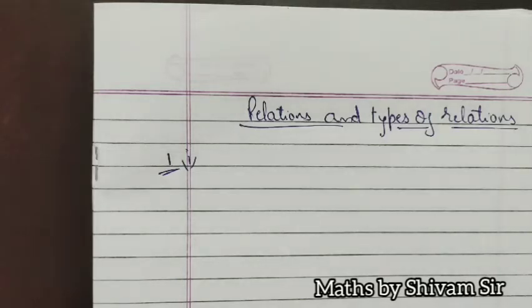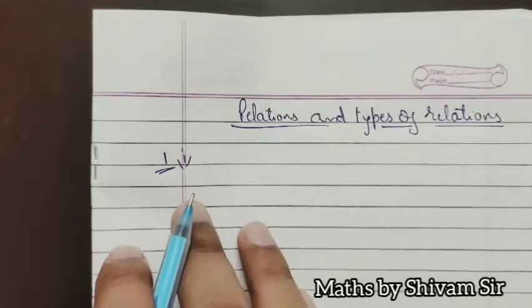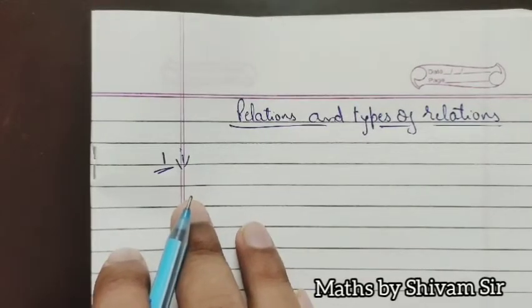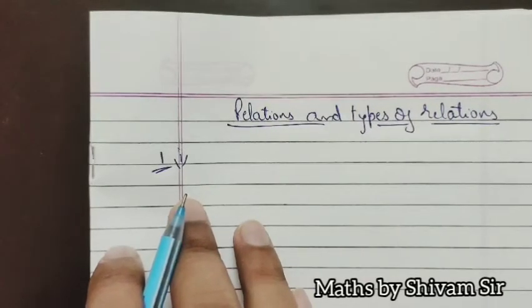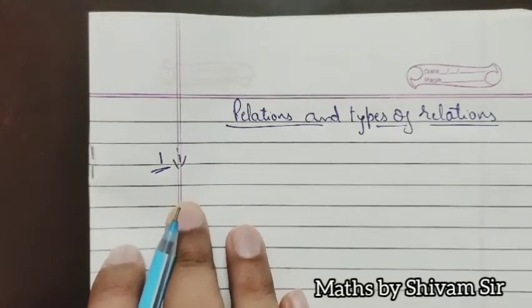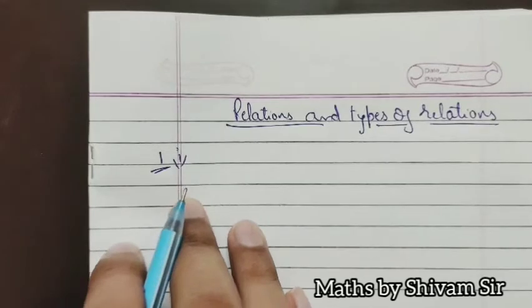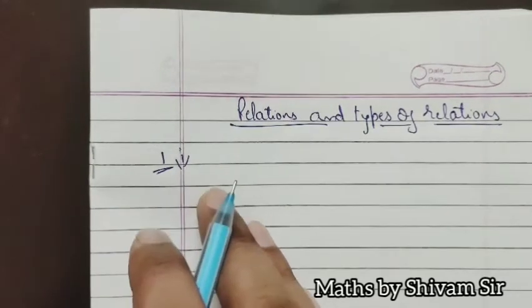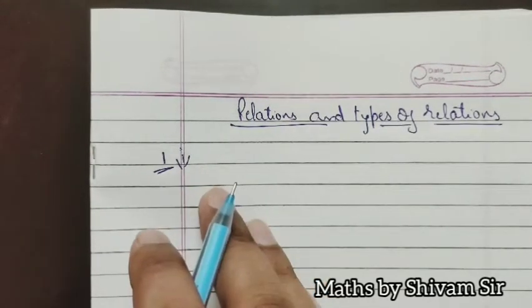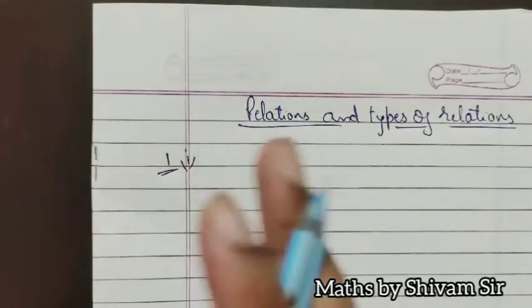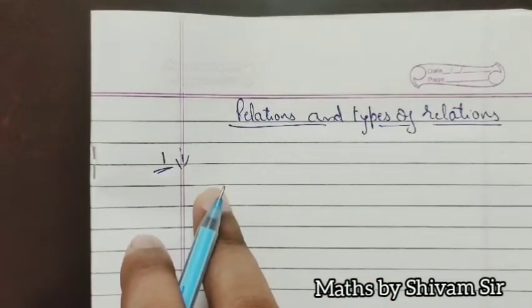So hello all, in this video we are going to discuss some extra questions on relations and types of relations. Question number one: determine whether each of the following relations is reflexive, symmetric and transitive. We have already studied reflexive, symmetric and transitive. If you want to revise that, the link is right there in the video, so you can click on the link and watch it once.